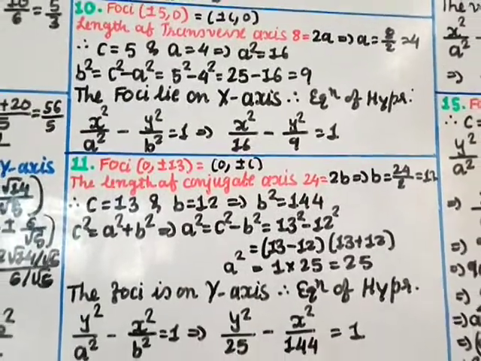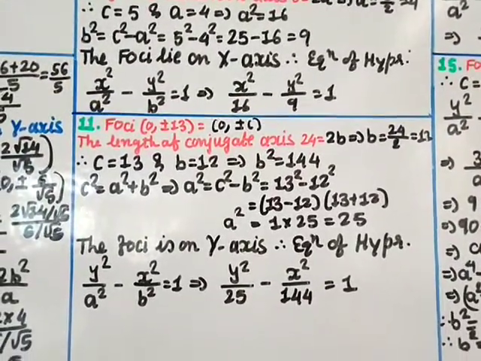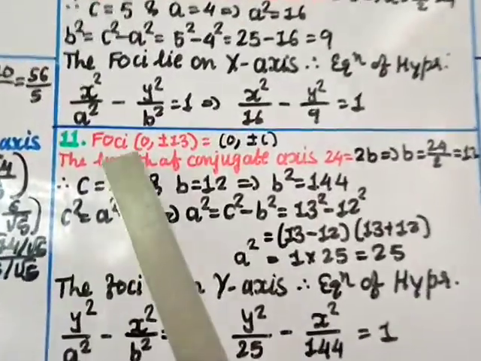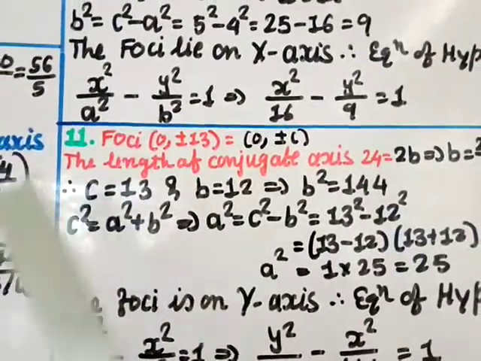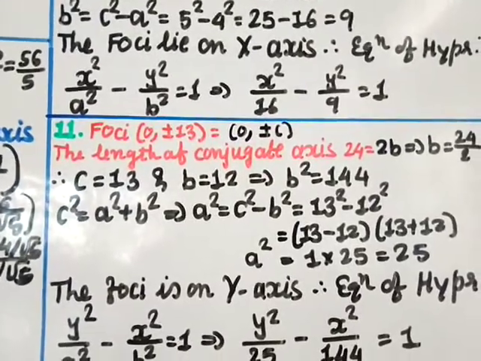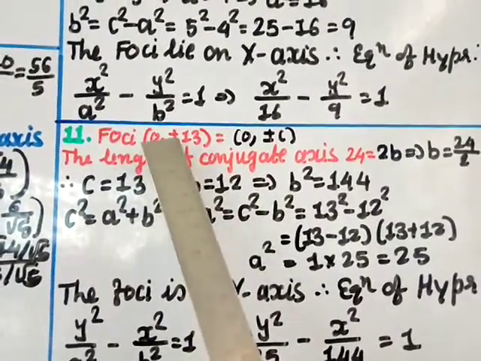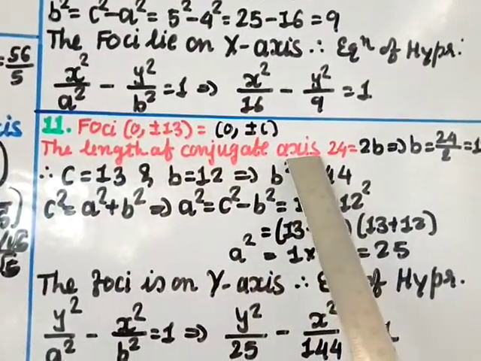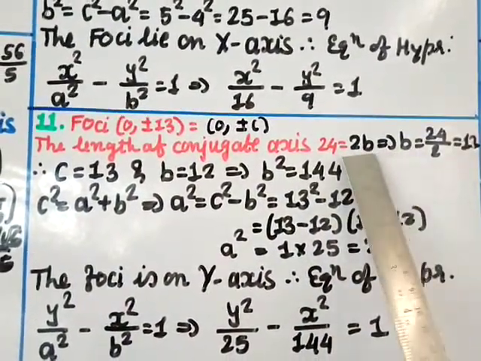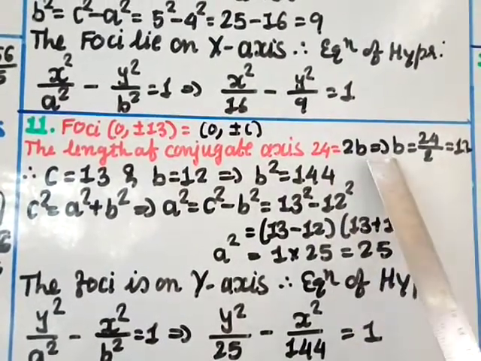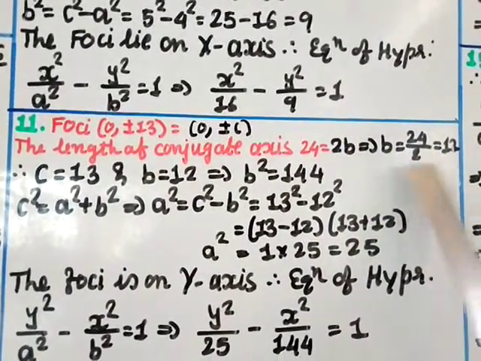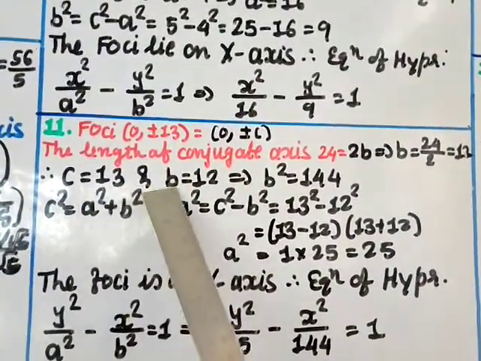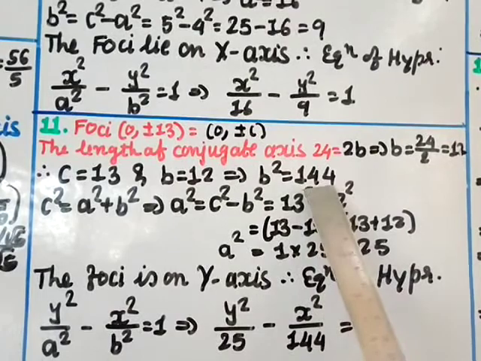Question number 11. Foci 0 plus or minus 13 and the length of the conjugate axis is 24. Now foci, x coordinate is 0, that means the foci are on the y axis and these standard coordinates are 0 plus or minus c. So c value is 13 and the length of the conjugate axis is 24, and by definition it is 2b. If you transfer 2 over here, b equal to 24 by 2, and if you cut by 2 you get b value as 12 and c value is 13. If you square this, b square is equal to 144.